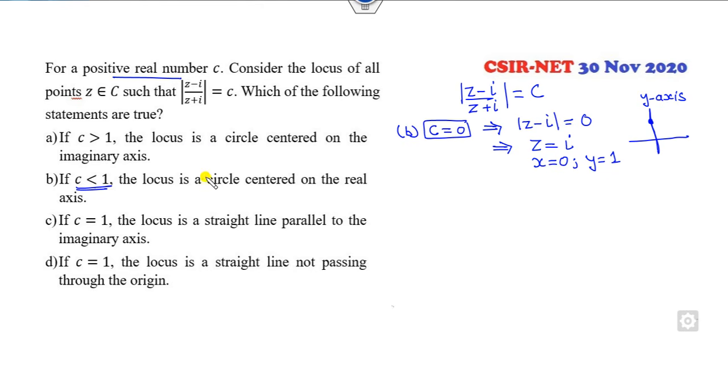But look at the option. Locus is a circle, but it is not a circle. It lies on the y axis. So this option is cancelled.